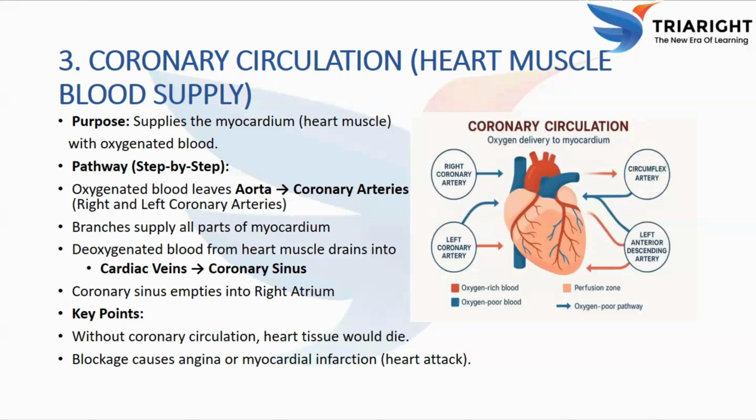So all the cardiac veins drain into a large vein called the coronary sinus, which empties into the right atrium. What you have to remember is that the coronary circulation nourishes the heart muscle. Without it, the heart cells would die, and a blockage in a coronary artery leads to angina or a heart attack. Here you can clearly see in the picture the right coronary artery, the left coronary artery, the circumflex artery, and the left anterior descending artery, nothing but LAD. So these are all the arteries which help to complete the coronary circulation pathway.